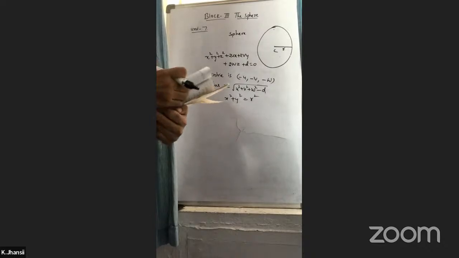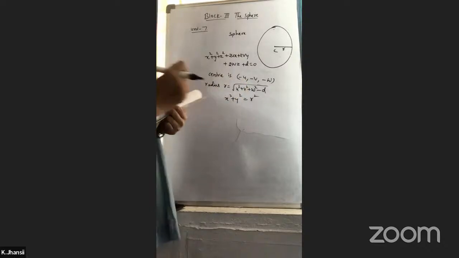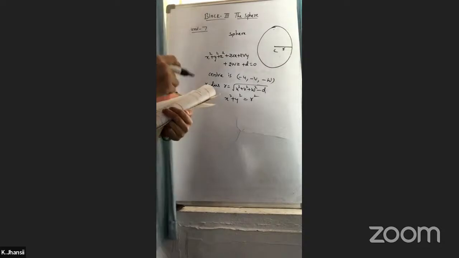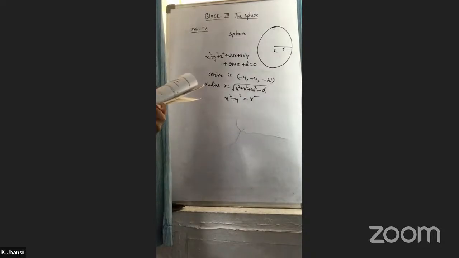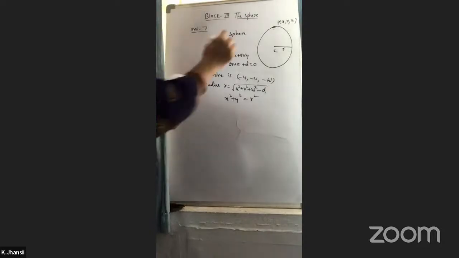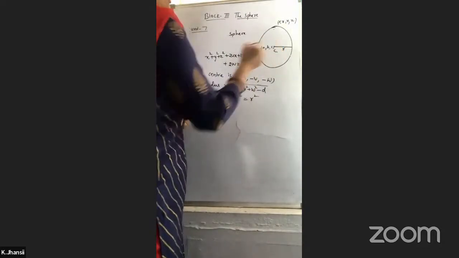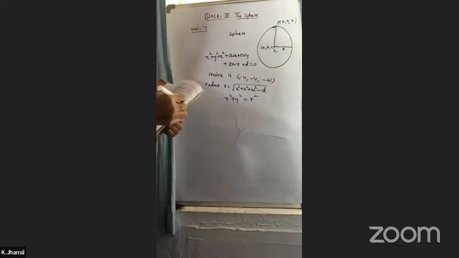Here is how we got this equation and how we find the center and radius; it is given on page number 180. Let A comma B comma C be the center and R be the radius of the given sphere. Let P of X comma Y comma Z be any point on the sphere. We find the distance from the center A comma B comma C to this point P, which we call CP.